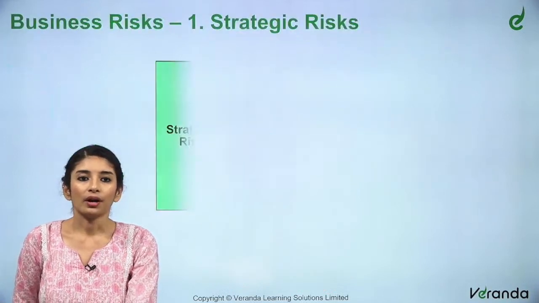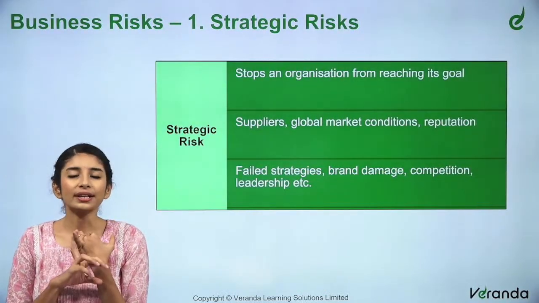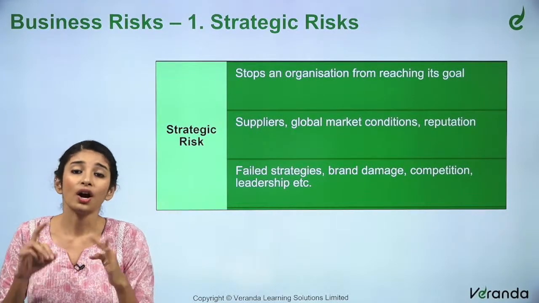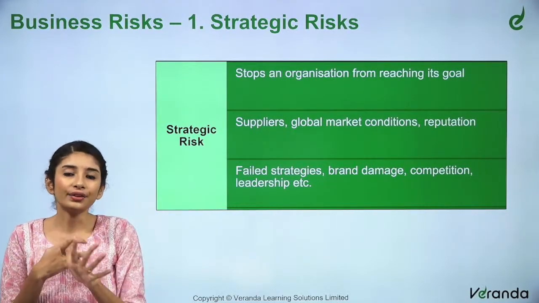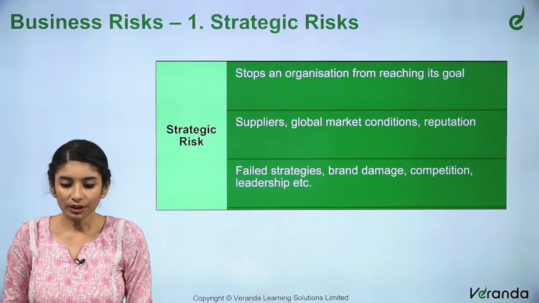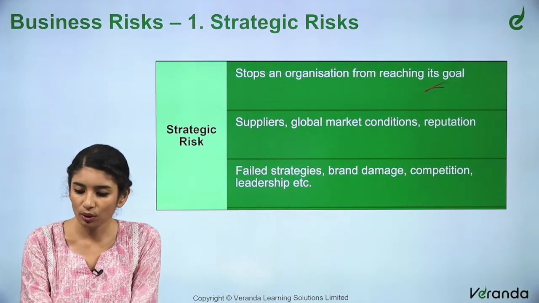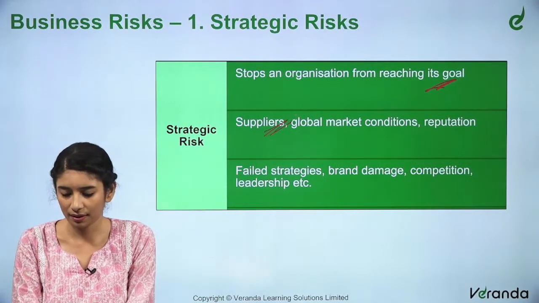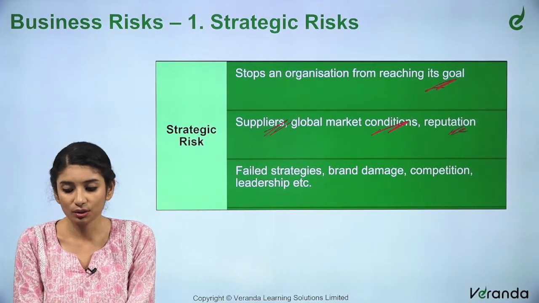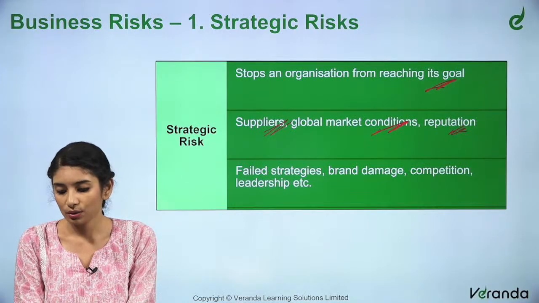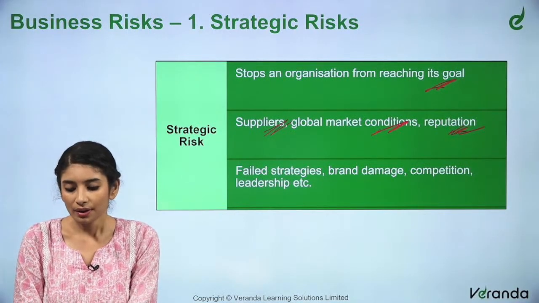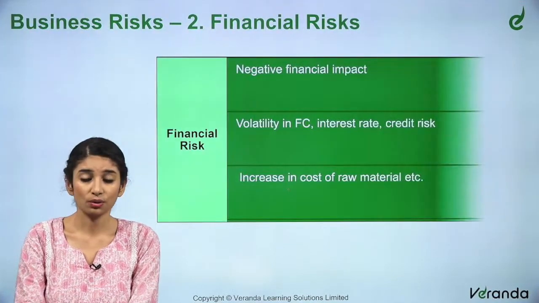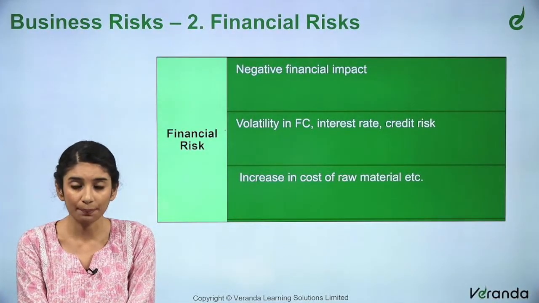Now come on, all of you tell me: business risk, strategic risk, financial risk, regulatory and compliance risk, operational risk, hazard risk and residual risk. Very good. Now strategic risk talks about goals: suppliers not supplying me any goods, market conditions, corona time lockdown, no demand in the market, reputation. Failed strategies and brand damage are all consequences. So it's brownie points for examples.